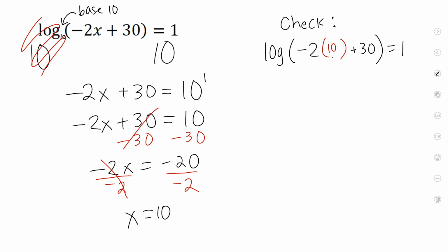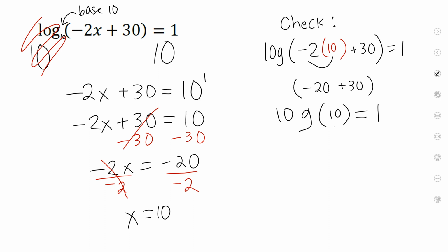Guys, what is negative 2 times 10? Negative 20 plus 30. Is this negative or positive? Yep, it'll be a 10 in there. So that's okay. As long as we don't get a negative in here, we're good. So this is your answer, x equals 10. Next problem.